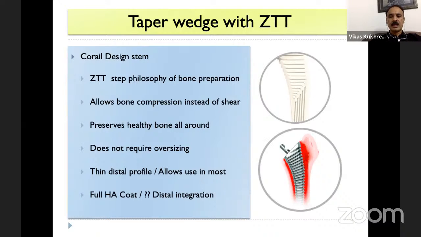The stem profile, the distal profile remains thin, but at the same time, the full HA coat allows very early integration. So distal integration sometimes is an issue in these stems. However, if it is a wide porotic canal and an osteoporotic male where you don't want to do a cemented stem, sometimes these could be a savior because they are fully coated and integrate very well, very fast, avoiding sinking. So these are some features of the taper wedge Corail stem which are different from the modern taper wedge.